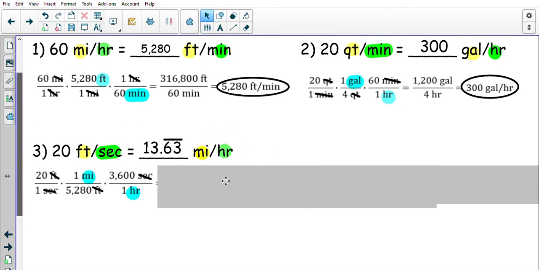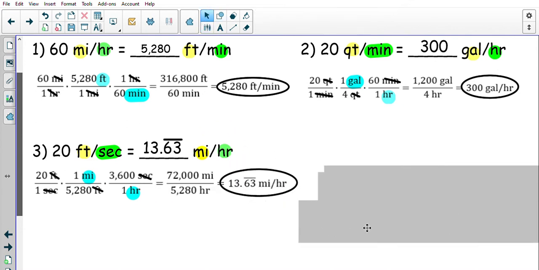20 times 3,600 is 72,000. On the bottom, we have 5,280. Divide those to get 13.63 repeating miles per hour. Now, your calculator might put a 4 at the end to round that last 3 up to a 4, but it's not really there.